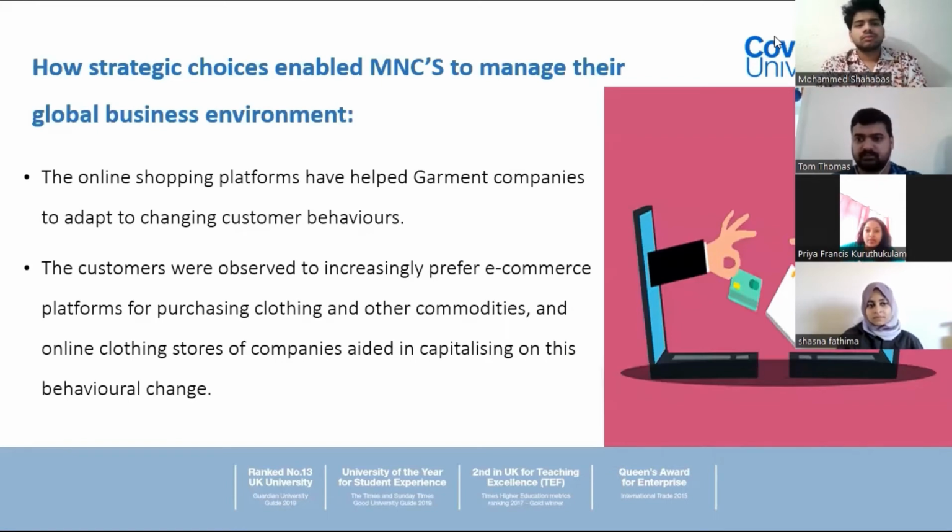Throughout the presentation, we have come to know about key features of garment industries as well as challenges faced by multicultural companies in this industry. Now I am going to explain the preferred strategies taken by multicultural companies and the process of managing the global business environment through strategic choices.